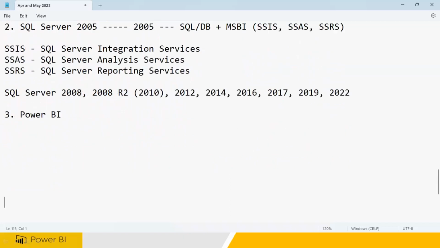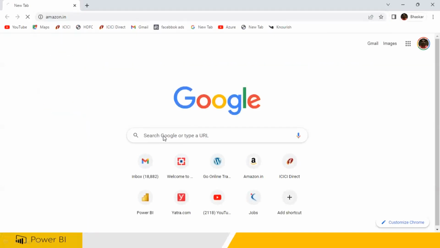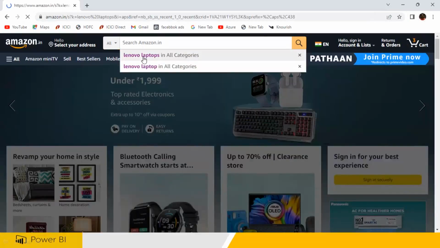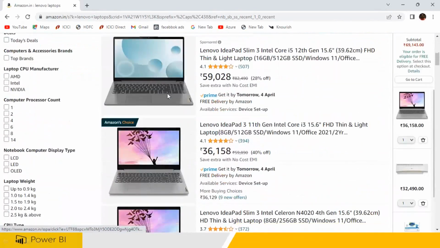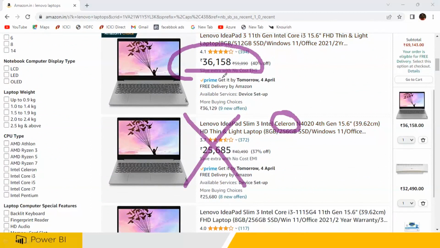So remember what is the laptop configuration that you need to have, right? You can have any processor, but no Celeron processors. Celeron is a very simple processor. Don't buy this kind of laptops. Let me go to Amazon.in. You will be able to get Lenovo laptops, but don't buy Celeron. It will be cheaper. Now you see this Celeron laptop. Have you seen this? Don't buy these Celeron laptops, and at least for 30 to 35,000 rupees you will be able to get beautiful laptops, and that you can use. Never buy Celeron or some other processor.